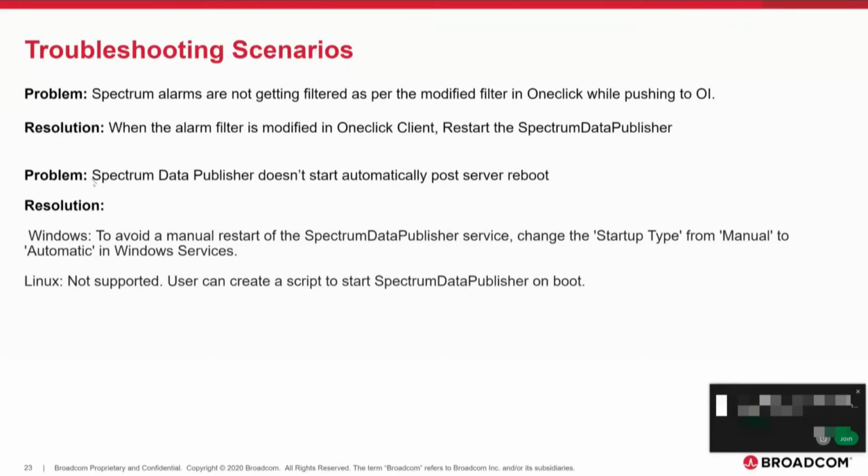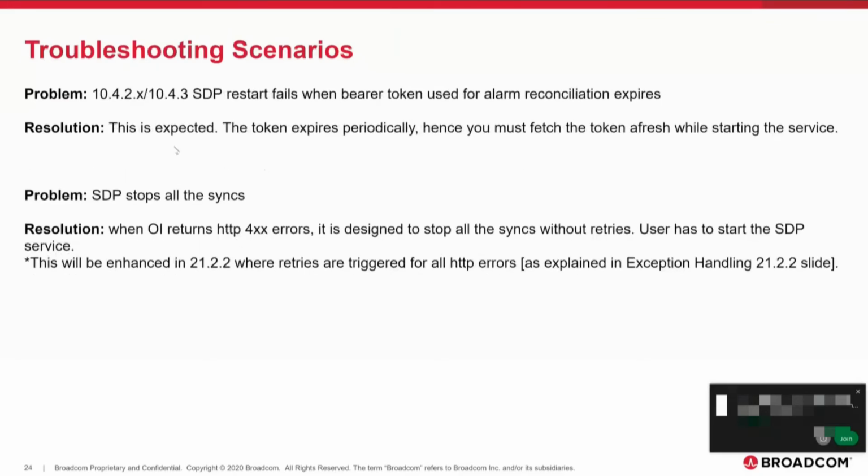The next one is that Spectrum Data Publisher doesn't start automatically after a server reboot. On Windows, we have documented how to avoid this: we recommend changing the startup type to automatic in Windows services. On Linux, it is currently not supported, so the user can write their own scripts to start the Spectrum Data Publisher on boot. This is in the backlog for Spectrum Data Publisher. They have to start it manually if the server is rebooted on Linux, or write their own custom scripts.